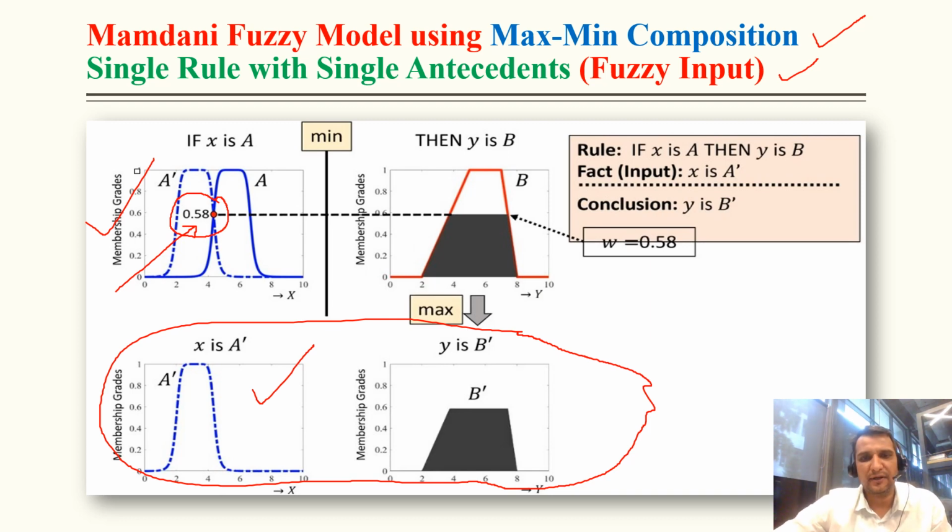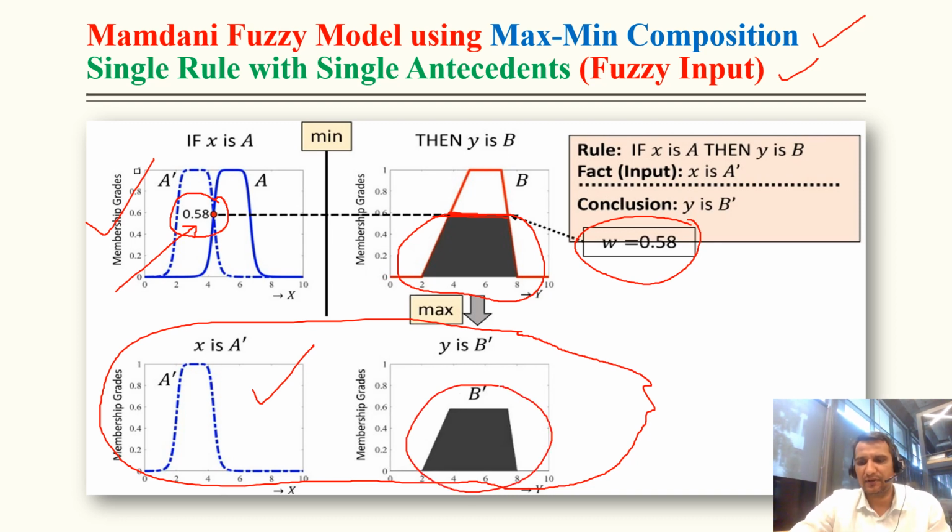So from the degree of compatibility we are going to take a straight line for the output, which is known to us, y is B. So this will be our final output, because in this case we are going to use max mean, as there is only a single rule and single antecedent. So 0.58 will be considered as the depth of firing. After the depth of firing, this will be the final output, that is B dash.